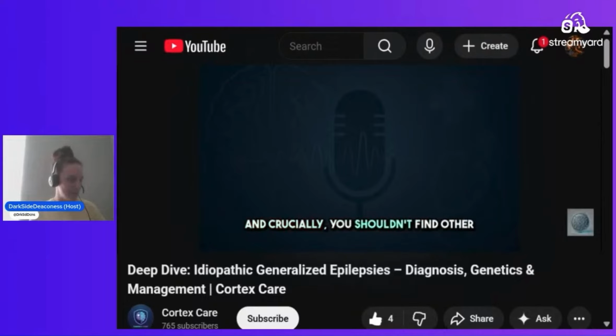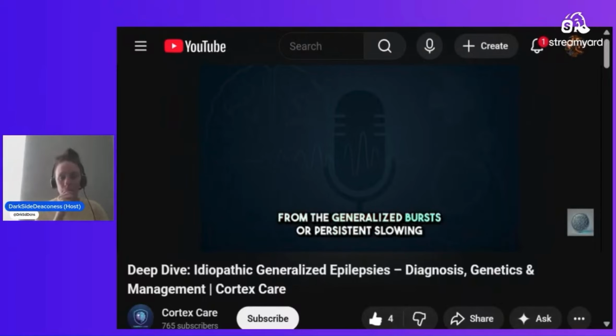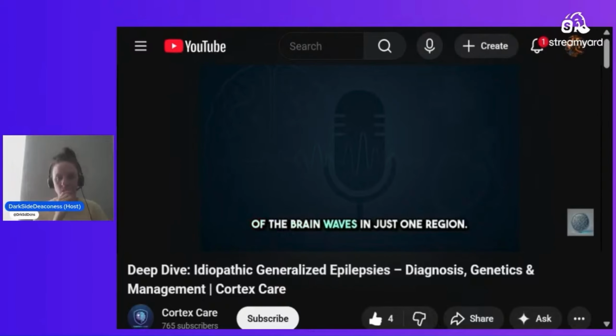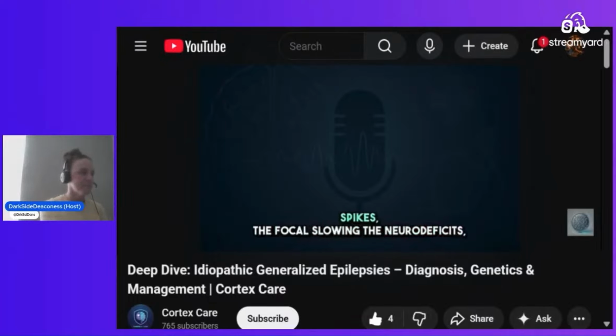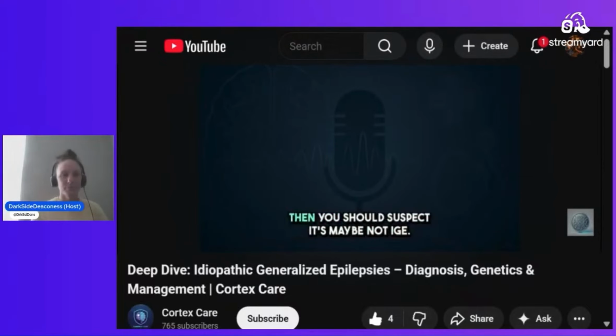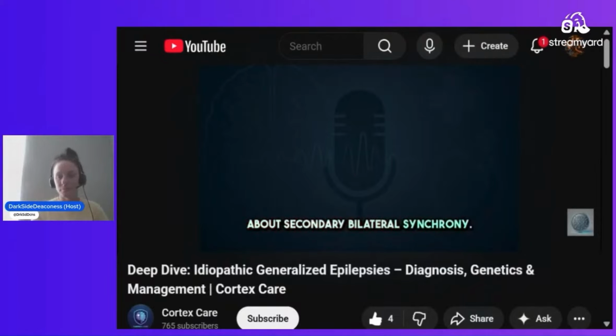Precisely. And crucially, you shouldn't find other signs that scream focal epilepsy. Things like independent spikes firing off just in one specific area, separate from the generalized bursts, or persistent slowing of the brain waves in just one region. Or importantly, any actual neurological deficits on exam, like weakness on one side or reflex changes. Got it. So if you see those things, the independent focal spikes, the focal slowing, the neurodeficits, then you should suspect it's maybe not IGE. Then you should definitely think about secondary bilateral synchrony, a focal seizure that's just spreading really, really fast. And in that case, getting an MRI to look for an underlying structural cause is absolutely the next step.